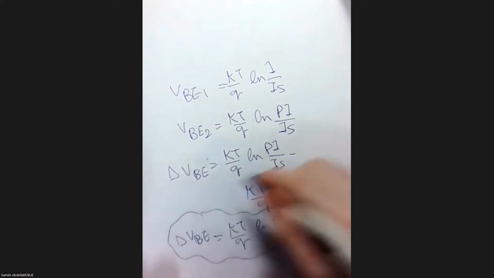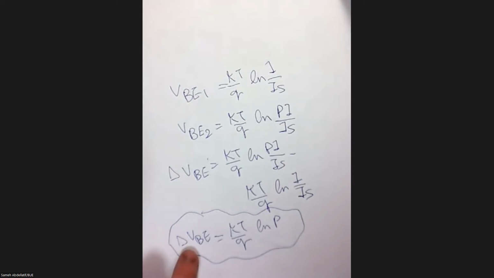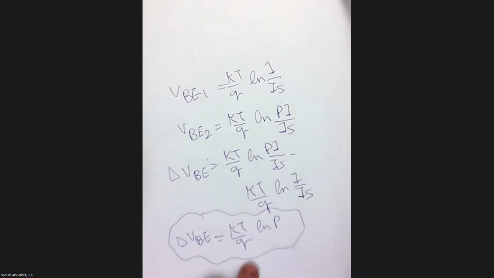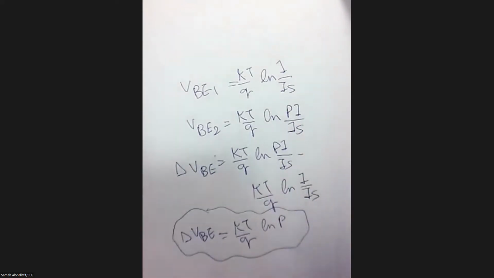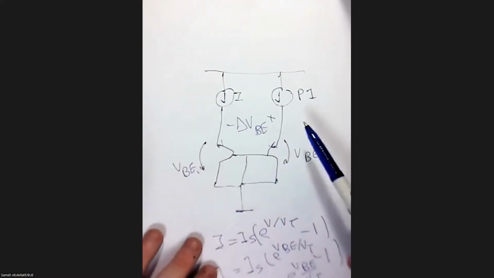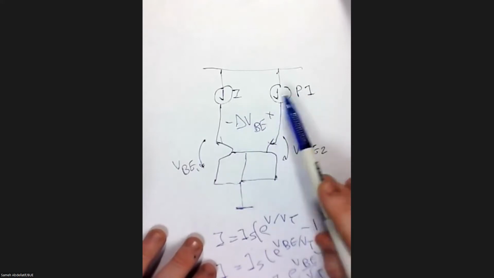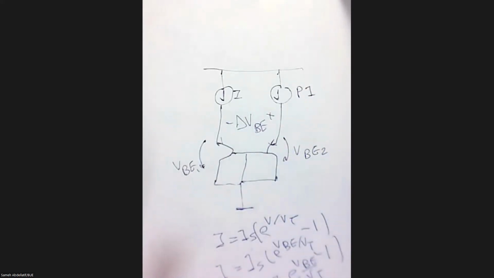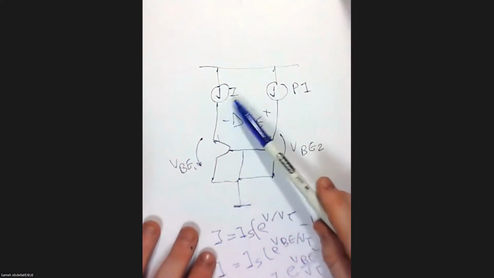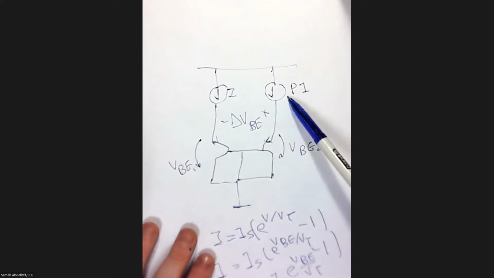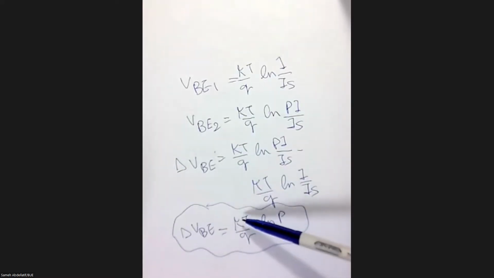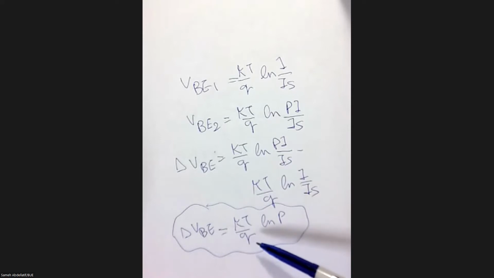So let's examine this equation. Delta VBE equals KT over Q ln P. What is P? P is a design parameter we defined in the beginning of the circuit as the fractional ratio between this current source and this current source. So it's a design parameter, which is obviously a constant. K is the Boltzmann constant, and Q is the unit charge.